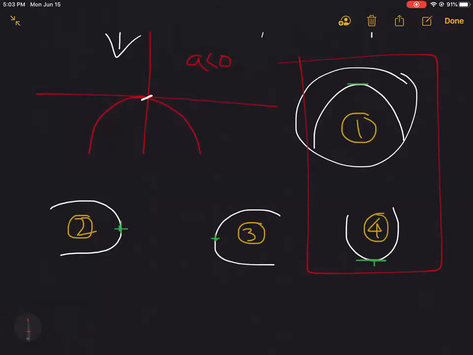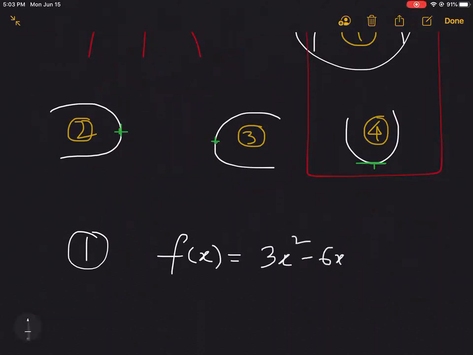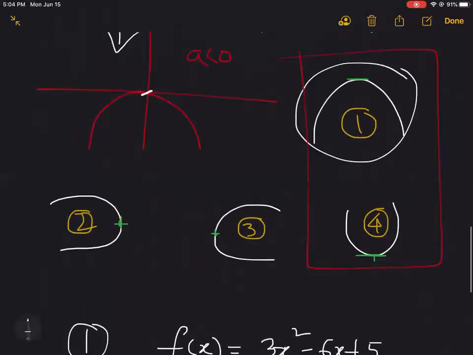Okay, and now we want to see a particular example of it. So our example is f of x equals 3x squared minus 6x plus 5. And from this we want to find the vertex and the axis of symmetry. Now, what is an axis of symmetry? If a vertical line goes through the vertex, then we say this is the axis of symmetry. So you need to have a vertical line.